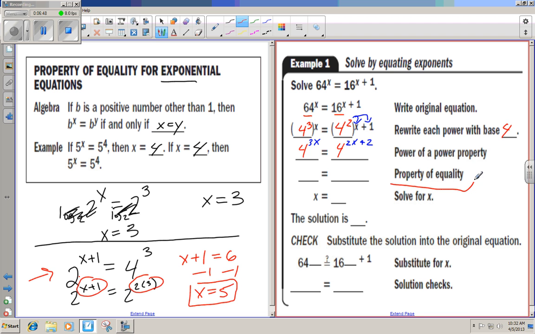Now we're using the power of equality. That's just a logic statement. If 4 to the 3x is equal to 4 to the 2x plus 2, then those exponents must be the same.